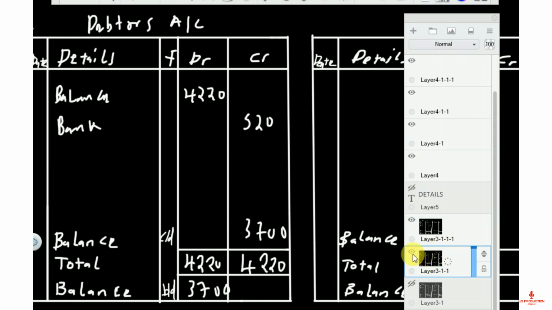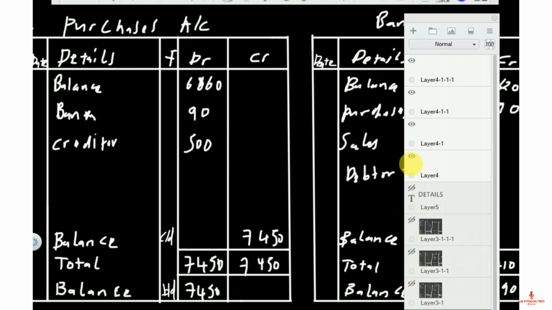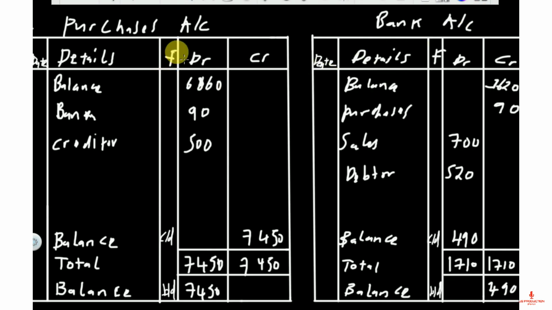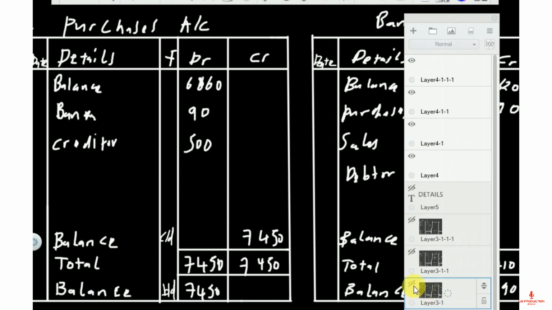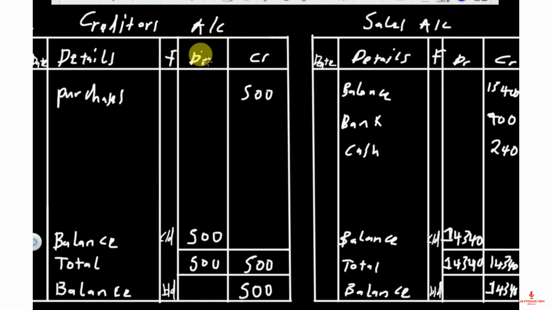So just take note of all the balance breakdown that we have found. So let me start with the first one. For the first one, the purchases account, our balance breakdown is on the debit side, and we have 7,450. For bank there, our balance breakdown, we have 490 on the credit side. Let us look at other accounts. For the creditors account there, we have 500 on the credit side.